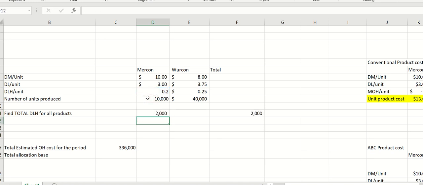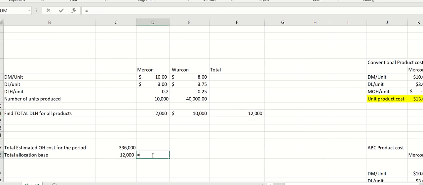So they're going to need 2,000 hours for Mercon, and they're going to need 40,000. Oh, and these are hours, not dollars. Let's make sure these are not dollars. And these are direct labor hours. So they're going to need 40,000 units, and this is the direct labor hours per unit. And so they need 12,000 hours in total. That will become my allocation base, or 12,000 direct labor hours.